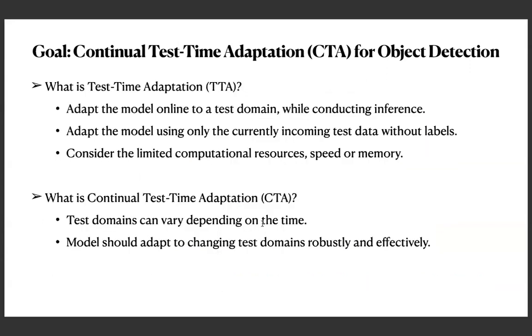Test time adaptation involves adapting the model online to a test domain while conducting inference using only the incoming test data without labels. And continual test time adaptation extends this by considering that test domains can vary over time, requiring the model to adapt robustly and effectively to these test domain changes.